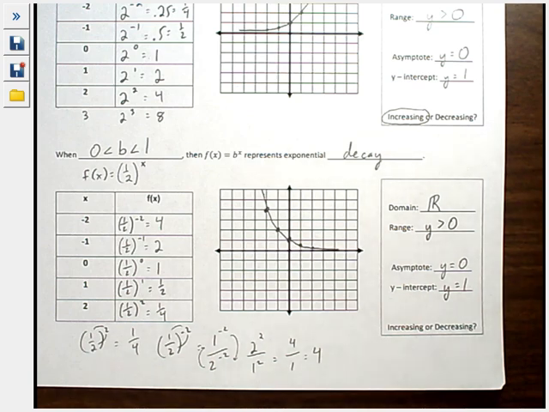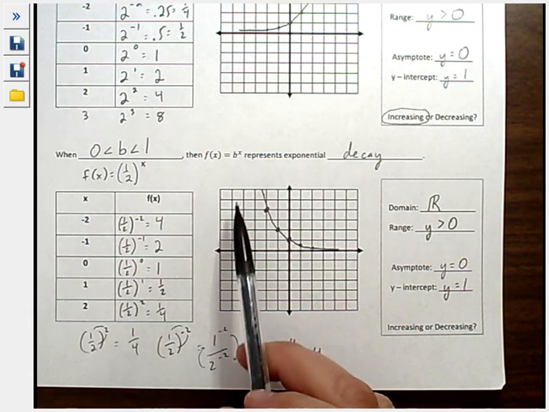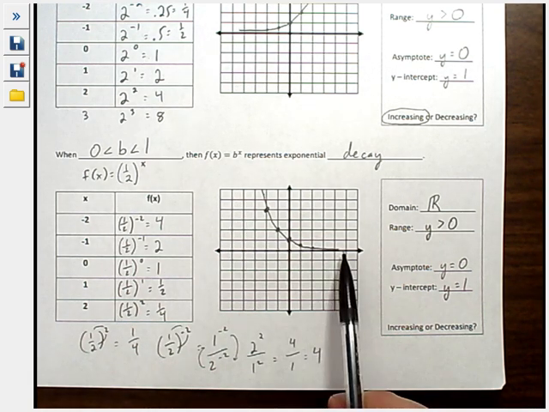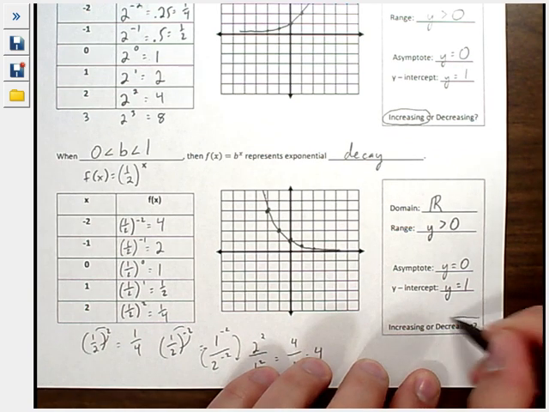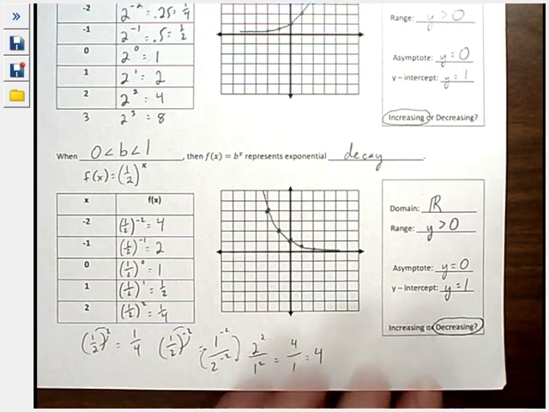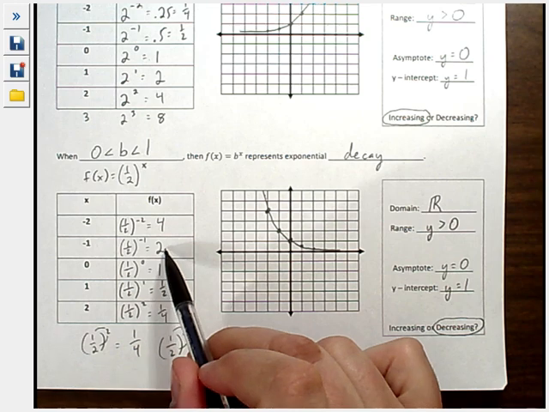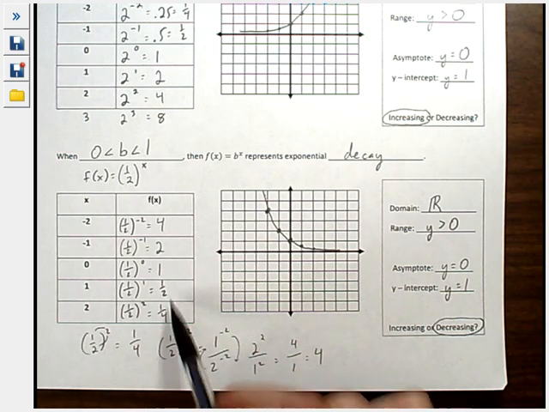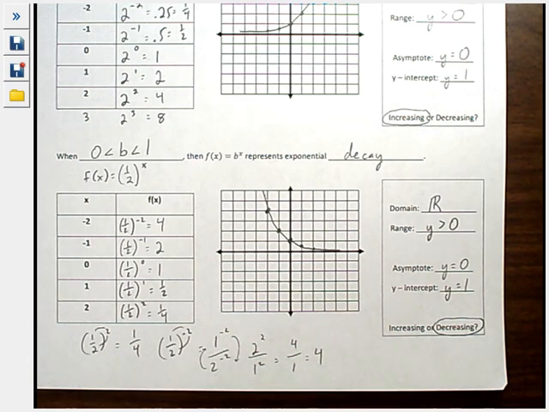And this graph, as we look at it from left to right, is decreasing. And as you look at the table, this keeps getting cut in half, and then half, and then half. No matter how many times we keep cutting it in half, it's going to keep getting smaller and smaller, but we will never get to 0. So that's exponential growth and decay. That's pretty much the basics behind graphing them.